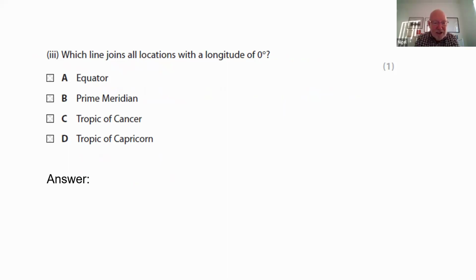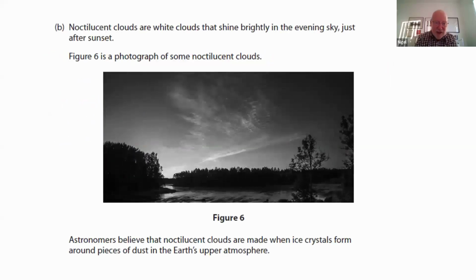Longitude of 0 degrees. Which line joins all locations with a longitude of 0 degrees? Well, that one, longitude of 0, is the prime meridian, the line through Greenwich and through the international date line around the other side of the globe. So let's hope we've got that right. B, we're looking for, Alastair. There it is. Brilliant.